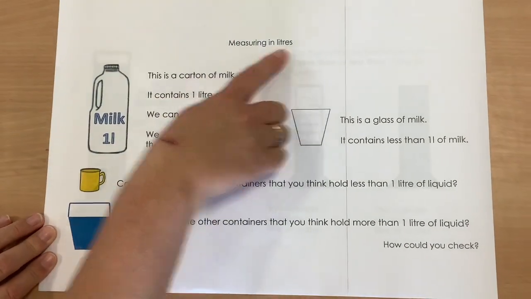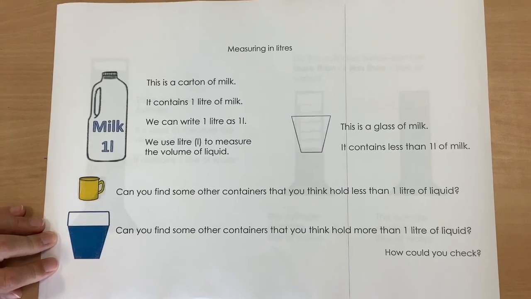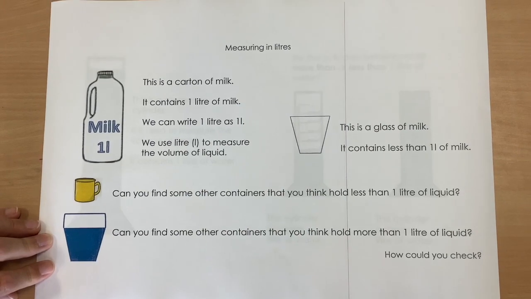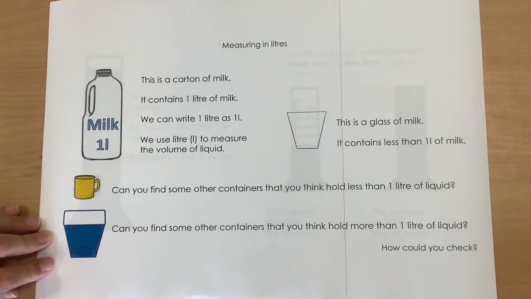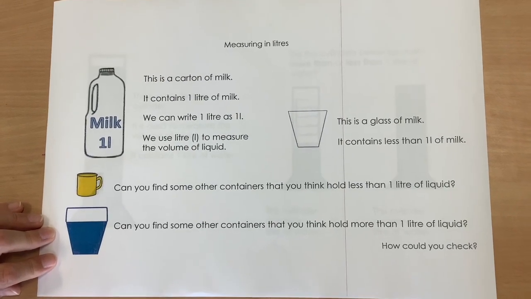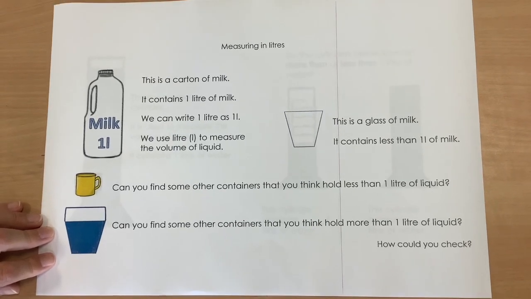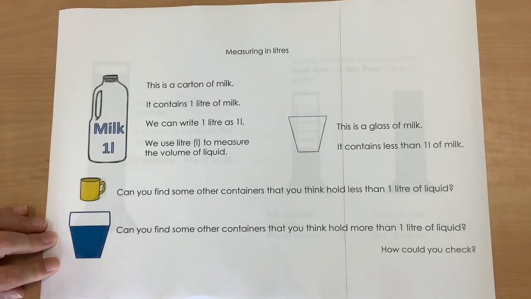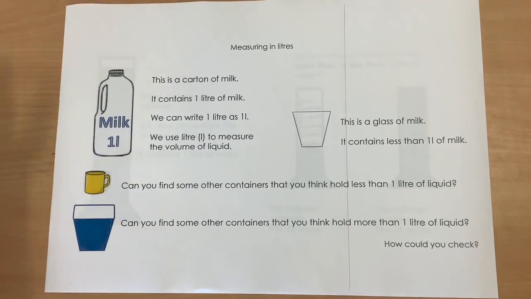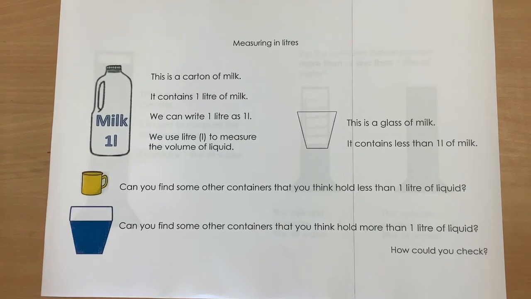Okay, measuring in litres. A few weeks ago we looked at mass and we were measuring the mass of objects, and the units of measure we looked at were kilograms and grams. So when we begin to look at measuring volume, the first unit of measurement we're going to talk about is litres. Now again, usually we would have lots of resources in the classroom, so we could have a look at the different volumes and the capacity of different containers.